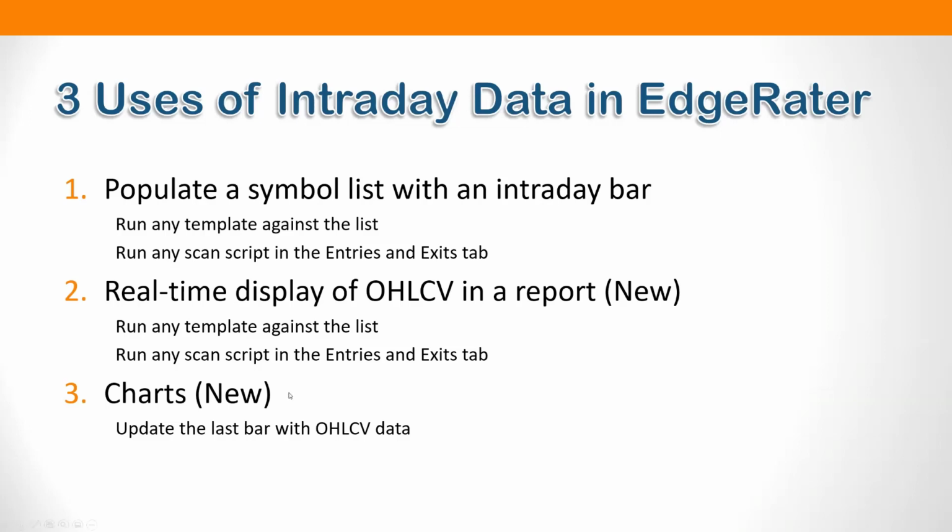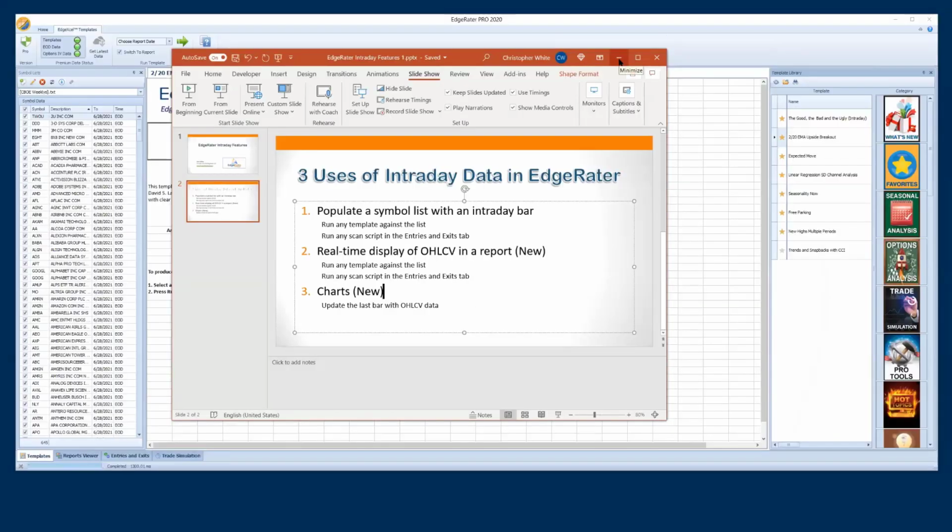And then the third new thing is seeing the intraday data on a chart. You could see that data before on a chart, if you populated a symbol list with an intraday bar and ran a report. When you looked at a chart, it would contain a static view of that intraday bar. It didn't change. Now that's linked to real-time data, and it changes. So I'm going to show all those features right now.